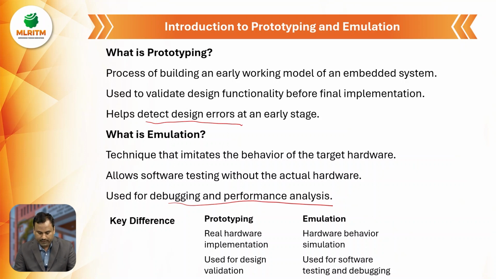Prototyping is used for design validation. Emulation is used for software testing and debugging, because we are discussing hardware software co-design. So definitely in order to perform hardware work, there must be simulation, testing, verification and debugging, so that both hardware and software can be performed together. So that is the topic today: prototyping and emulation.